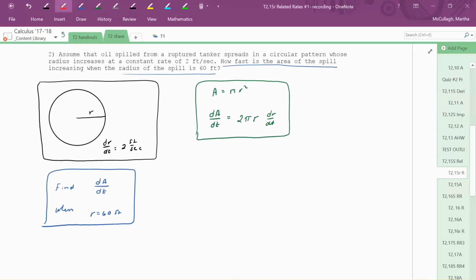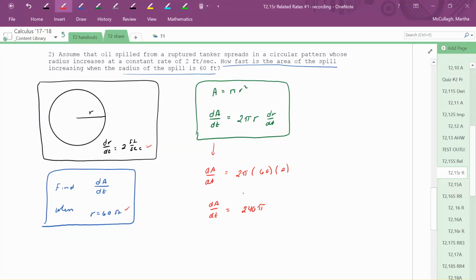Then I'm going to see, well, are there some values that I can plug in here? My dA dt is what I'm trying to find, so I don't have a value to go in there. 2 pi, do I know the r? Yes, it's given as 60. And dr dt was given as 2. So my dA dt, the rate of change of the area with respect to time, is 240 pi.